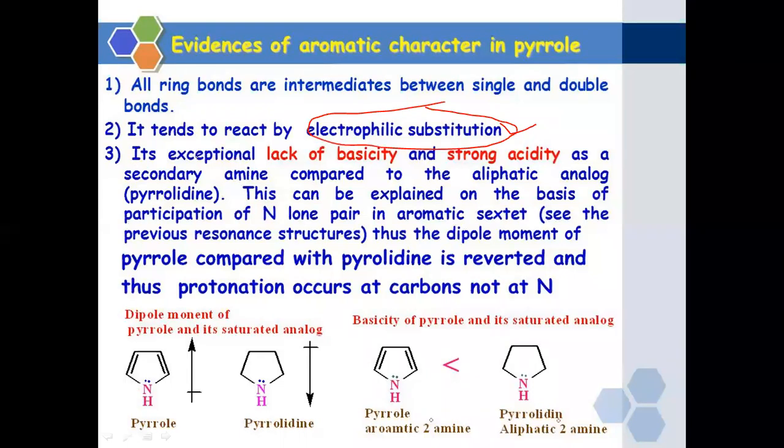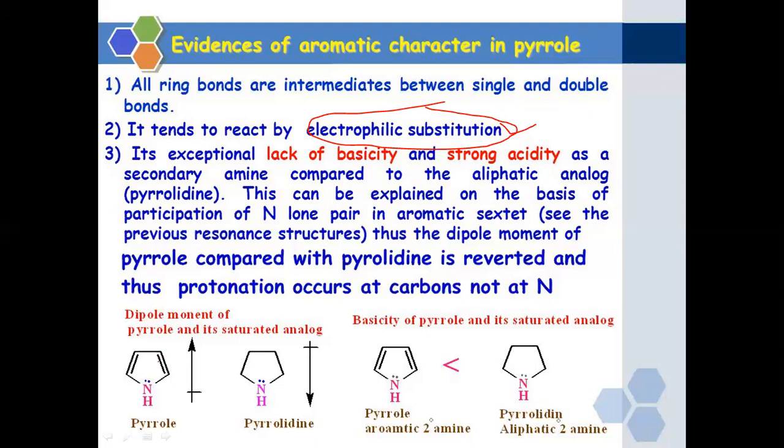Then another is its exceptional lack of basicity and strong acidity as a secondary amine compared. Okay, means if you compare the basicity and acidity of pyrrole with another amine, simply basic nature depends upon the lone pair electron donating ability of the nitrogen. So generally in aliphatic amine there is a lone pair of electrons on the nitrogen that is easily available for donation to another species.